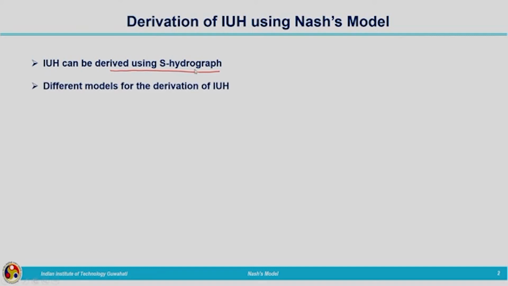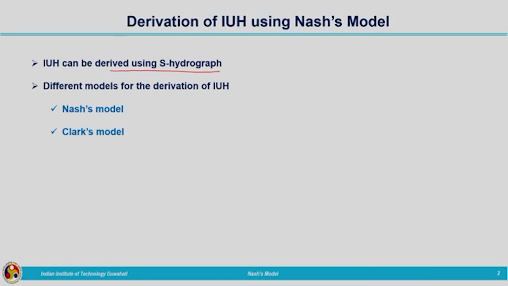In addition to that, if you search in literature, you can see there are several methods for the derivation of instantaneous unit hydrographs. Commonly two techniques are used. First one is Nash model and the second one is Clark model. Here in this lecture, I am going to discuss Nash model. This is a simple model and this can be utilized for the derivation of instantaneous unit hydrograph.